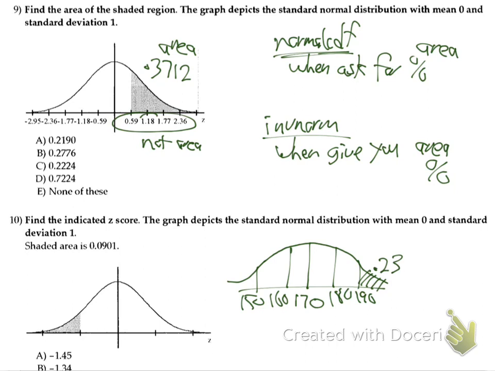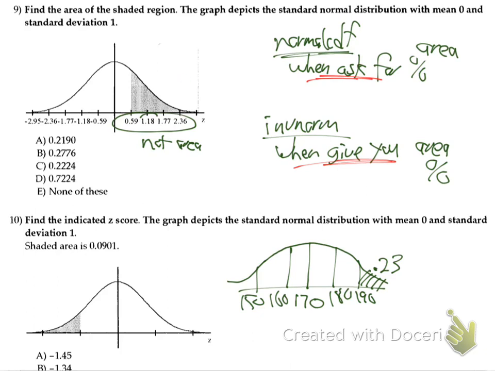Right? So I just want to get the idea that the numbers on the bottom are measuring something in the real world: weight, height, blood pressure, whatever. And the numbers on the top are area percentages. So this is 23% of all the men weigh 190 or more. So numbers on the top are always percentages, and they're always areas. Numbers on the bottom are not.